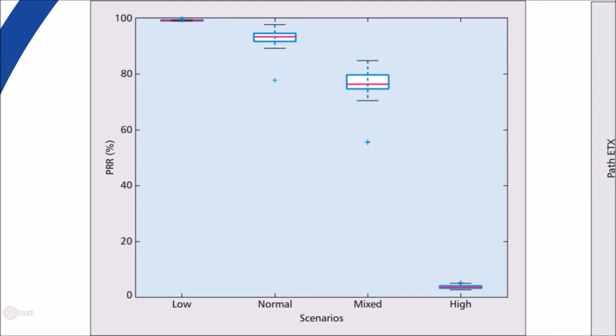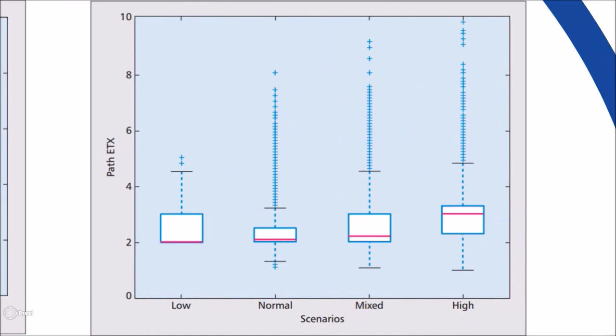Next to the packet reception ratio is the estimated number of transmissions that can be seen in this slide. The estimated number of retransmissions is how many times you send a message before it actually arrives, and thus generates the packet reception ratio that's being shown in the previous slide. As can be seen, when it's low, there is an average of 2 retransmissions with a reception ratio of about 100%, so it's nothing bad there.